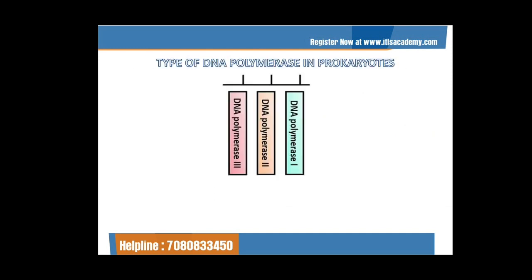Now in this slide we will discuss the different types of DNA polymerase enzymes found in prokaryotes. These are DNA polymerase 1, DNA polymerase 2 and DNA polymerase 3. There are two additional polymerases which are found in prokaryotes. Those are DNA polymerase 4 and DNA polymerase 5.